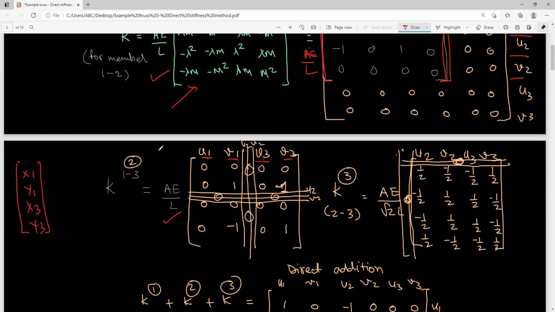However, for the inclined member, the length is root 2 by L. So instead of L, we are writing root 2 by L. That is the only change. The rest of the values you can calculate.